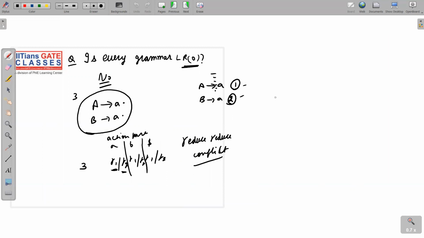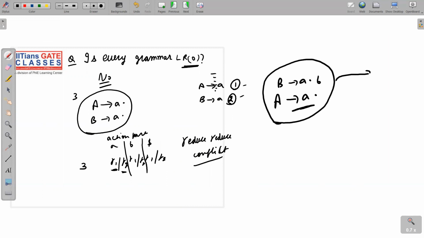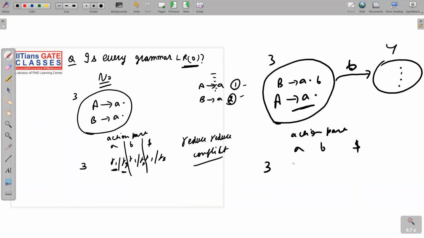Sometimes there may be a case like this: A goes to A dot and B goes to A dot B. This is a final item. Now from this state number 3, we have to read this B, and then we will go to state number 4, and so on. Now see carefully what I will say. In state number 3 only, in the entire action part, let us suppose it is A, B, dollar. In the entire action part we have applied a reduce move, because this is a final item now. Let us suppose this is production number 1. So I will say R1, R1, R1.